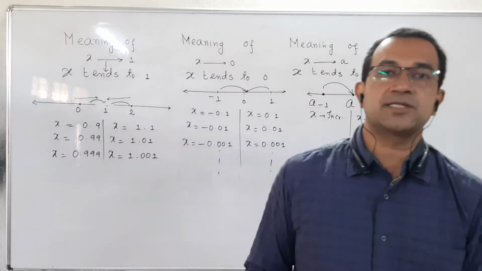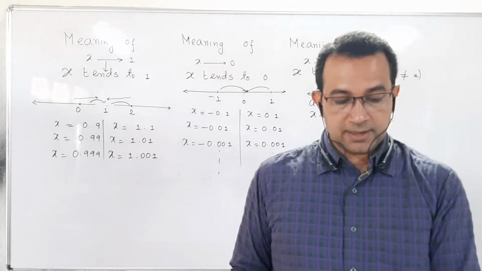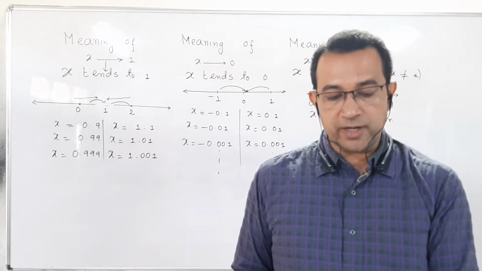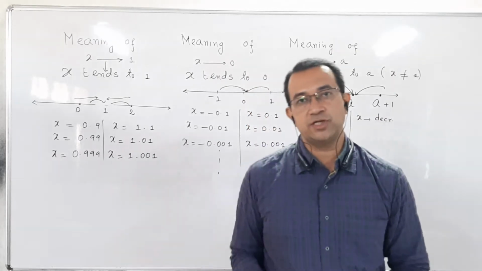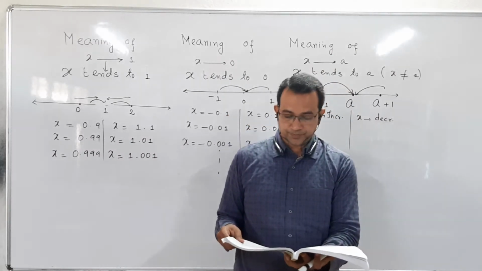We say that x tends to 0. It is necessary here to know that x tends to 0 means the value of x approaches very close to 0, but technically it is never equal to 0.